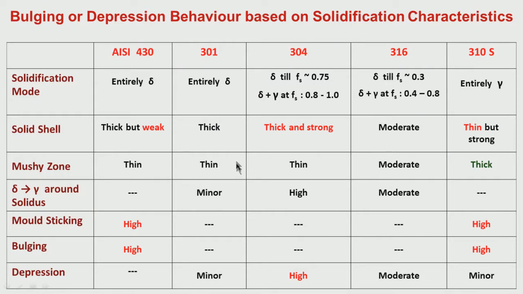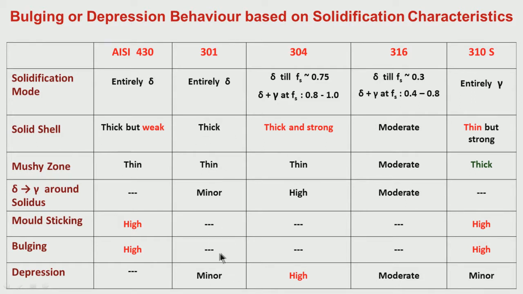The mushy zone here is again relatively thin during solidification, because the solidification is entirely through delta ferrite. Therefore, the incidence of microsegregation is relatively less. So, the mushy zone is thin, the solid shell is thick.